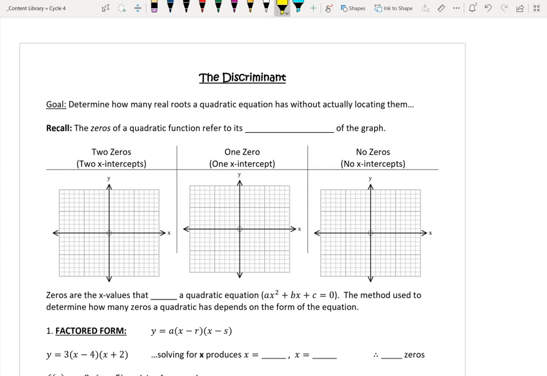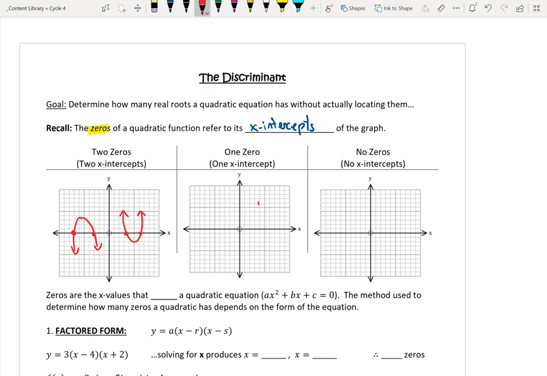So just recall that the zeros of a quadratic function refer to its x-intercepts of the graph. And there's three different scenarios, and we've touched on some of them before. We can have two zeros or two x-intercepts. So we would have a quadratic function that looks something like this, where we can see it crosses the x-axis in two spots, or we can see another one over here like this.